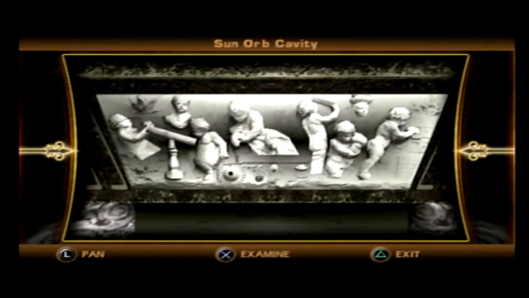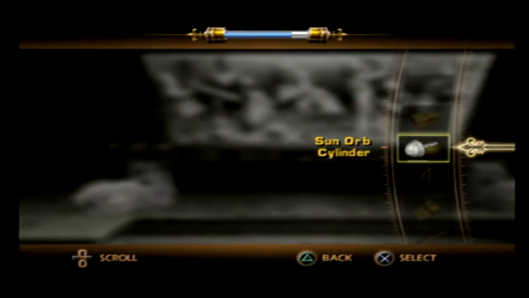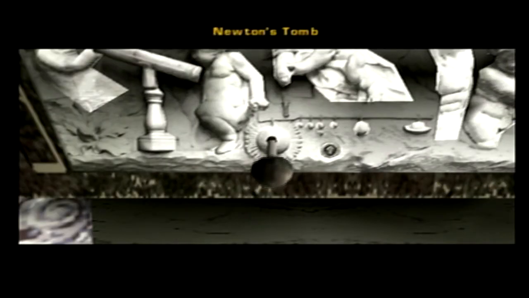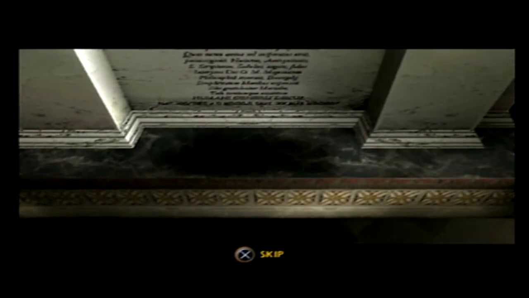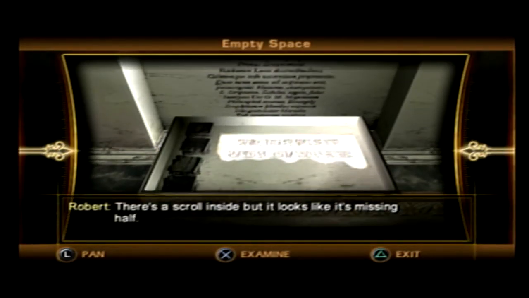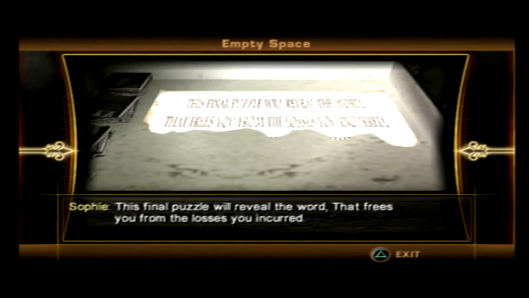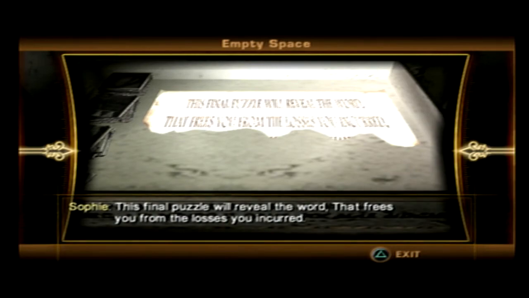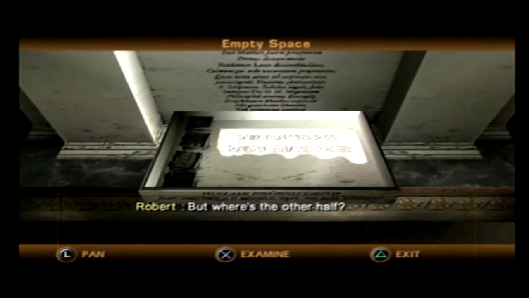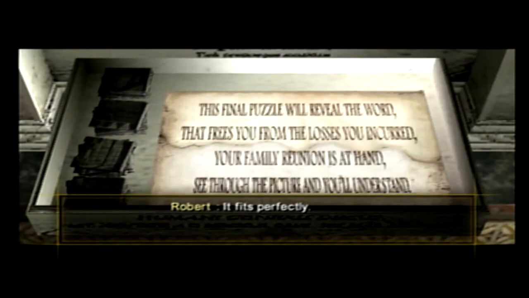Newton's Tomb. And there we go. Did you hear that? Look, a drawer slid out. There's a scroll inside, but it looks like it's missing half. This final puzzle will reveal the word that frees you from the losses you incurred. But where's the other half? Gee, I wonder. It fits perfectly.